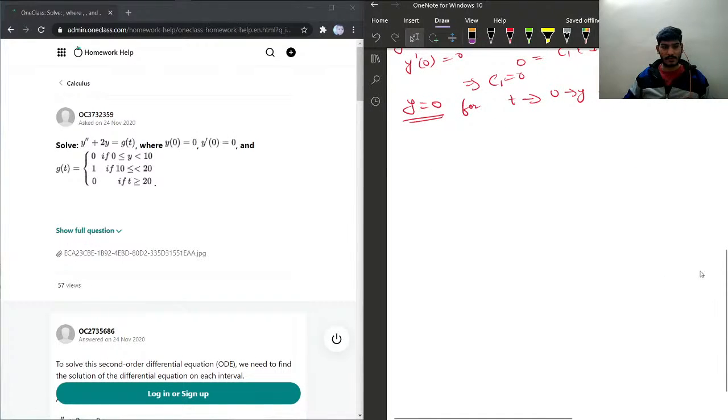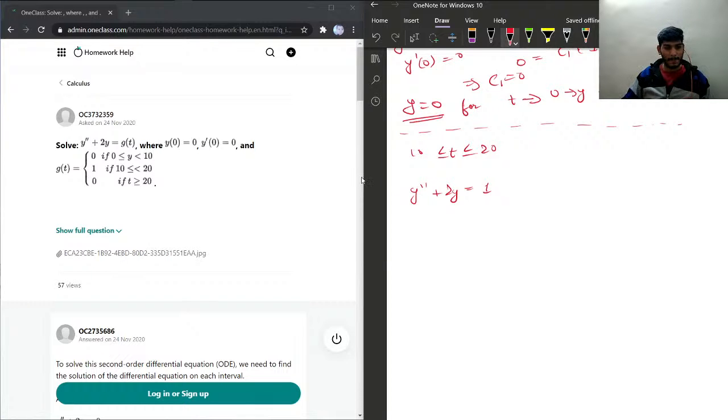Now we will be going through the condition for the dotted lines, for t between 10 and 20. So this will become y double prime plus 2y equal to g of t, and g of t is 1.